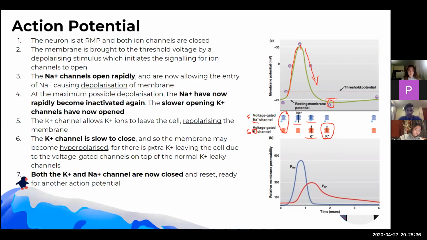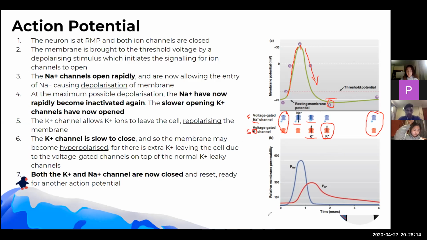Now, on top of that, there's also extra potassium leaving the cell due to voltage-gated channels on top of our normal potassium leaky channel. So we've now essentially got 2 different channels facilitating the exit of potassium ions. And finally, we return back to our resting membrane potential, step 7, because the slow guy, the potassium channels, have now caught up and are closed. Our sodium channels have reverted from being inactivated to being fully closed. They're reset and ready for another action potential.